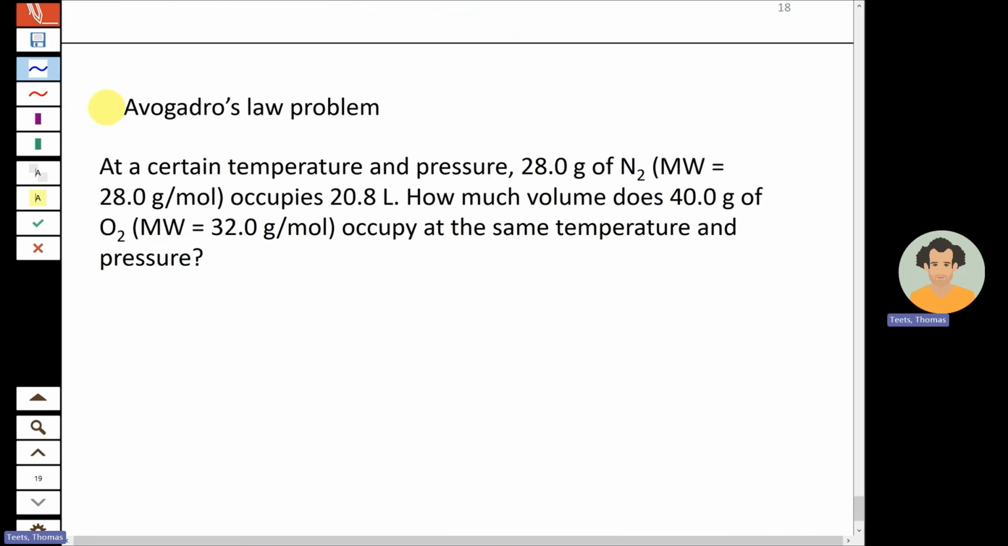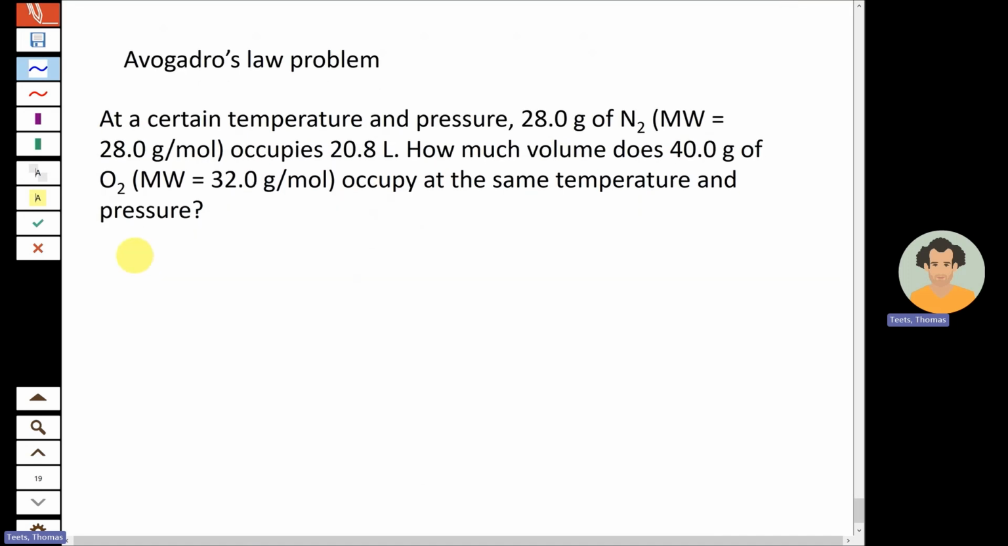So for Avogadro's law, then, if we have at a certain temperature and pressure, 28.0 grams of nitrogen occupies 20.8 liters, how much volume does 40 grams of oxygen occupy at the same temperature and pressure? So it turns out for these gas laws, they don't really depend on what gas we have. All of those relationships that we covered, Boyle's law, Charles's law, now Avogadro's law, it applies for any what's called ideal gas. We'll define later on what it means to be an ideal gas, but the identity of the gas doesn't matter. What matters is the quantities that we have.